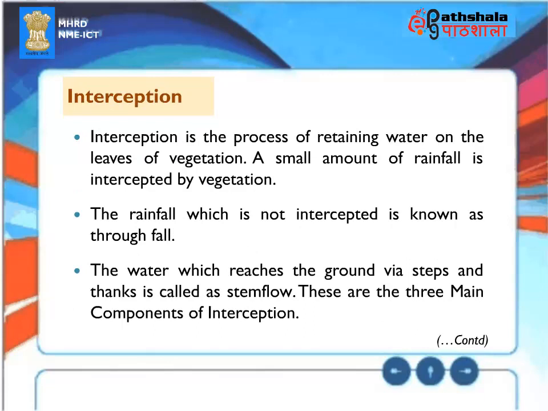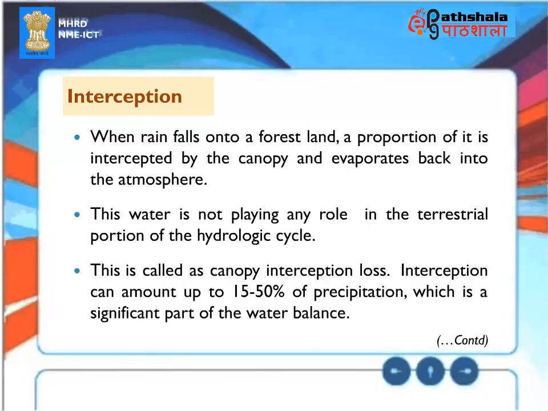Interception. Interception is the process of retaining water on the leaves of vegetation. A small amount of rainfall is intercepted by vegetation. The rainfall which is not intercepted is known as throughfall. The water which reaches the ground via stems and leaves is called as stem flow. These are the three main components of interception. When rain falls onto a forest land, a proportion of it is intercepted by the canopy and evaporates back into the atmosphere. This water is not playing any role in the terrestrial portion of the hydrologic cycle.